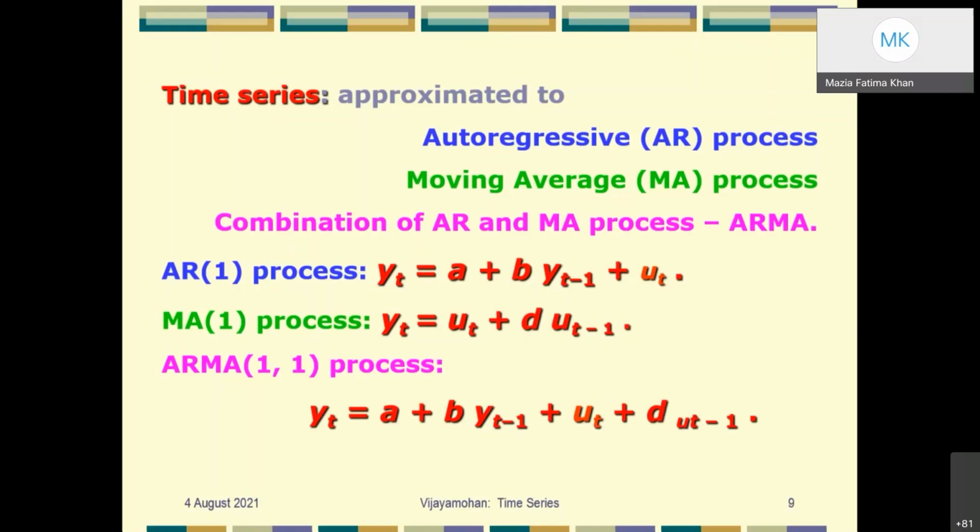In an ARMA process, we have the lagged value of the dependent variable and the present and the lagged values of the random error. So that is this.